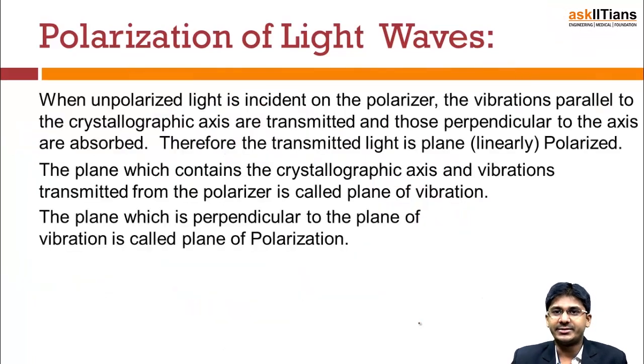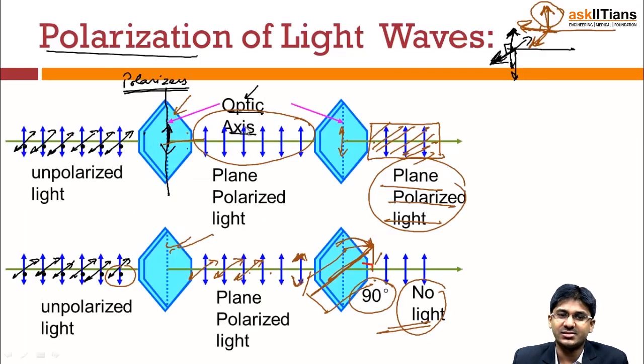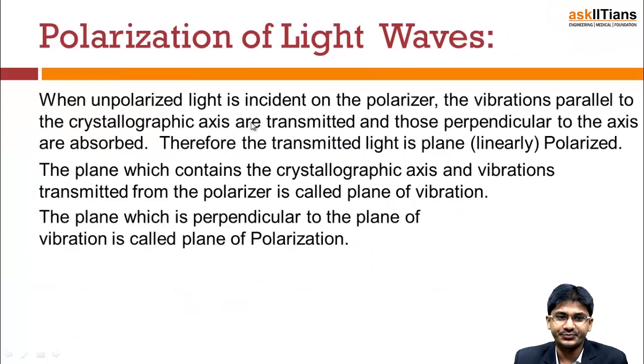So when unpolarized light is incident on the polarizer, the vibrations that are parallel to the crystallographic axis, the optic axis, are transmitted, and those perpendicular to the axis are absorbed. Therefore, the transmitted light is plane polarized. This is also called linearly polarized because it's moving in a straight line. The plane which contains this crystallographic axis and vibrations is called the plane of vibration.